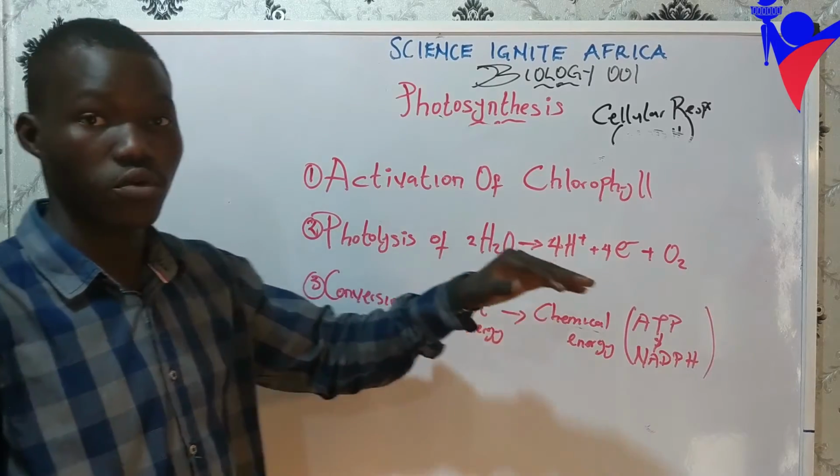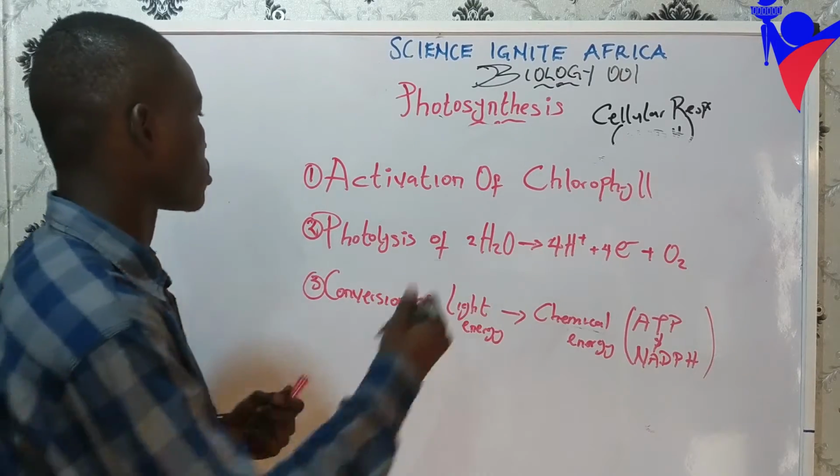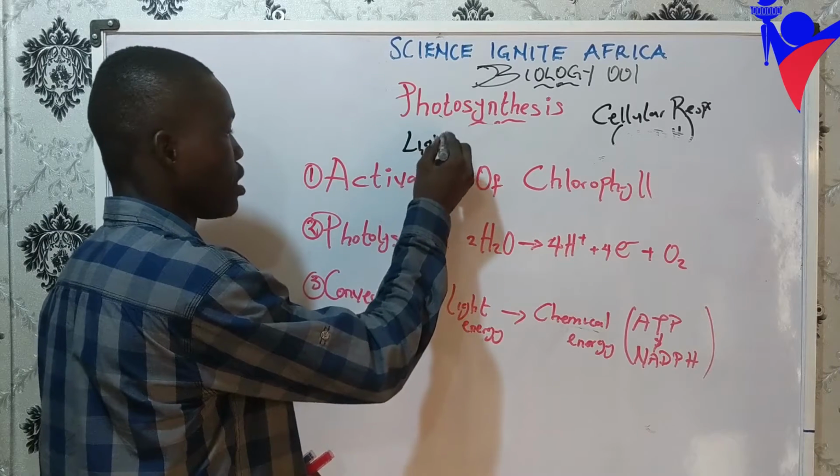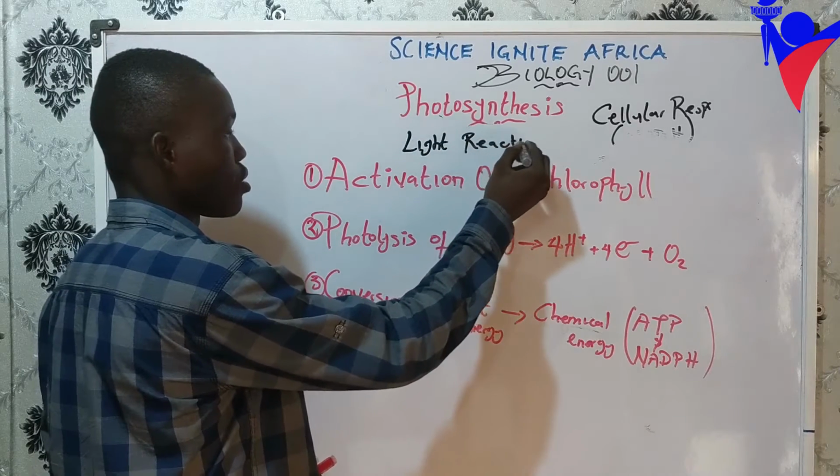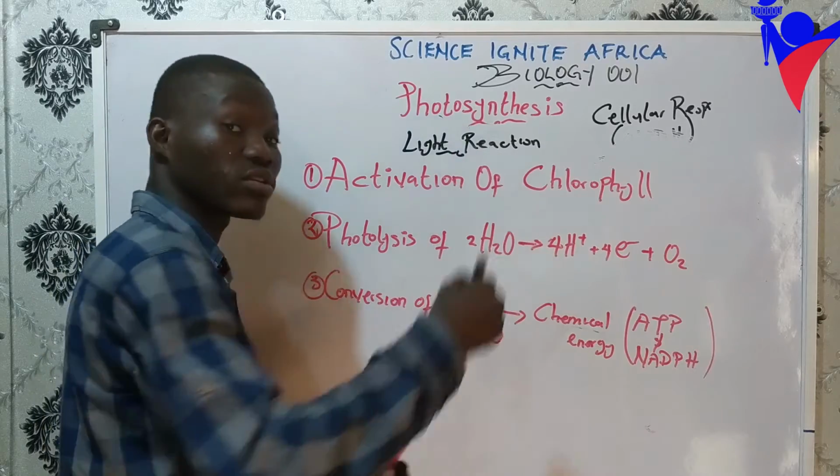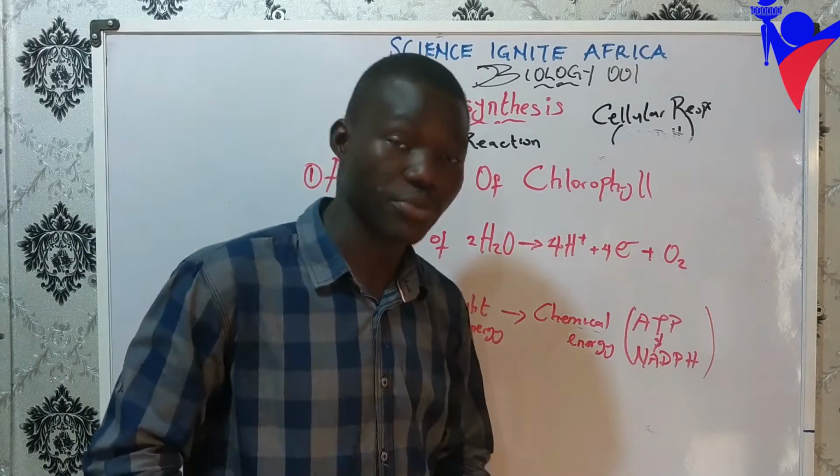In the last video we looked at the overview of the light reaction. So again, photosynthesis is divided into the dark reaction and the light reaction. The light reaction needs the presence of light.